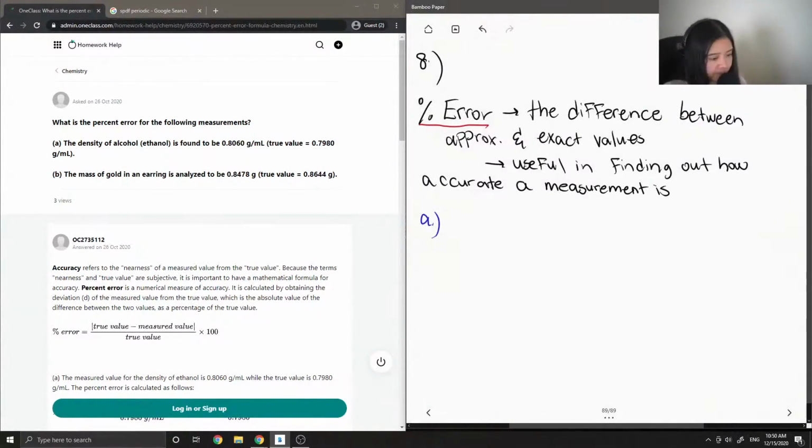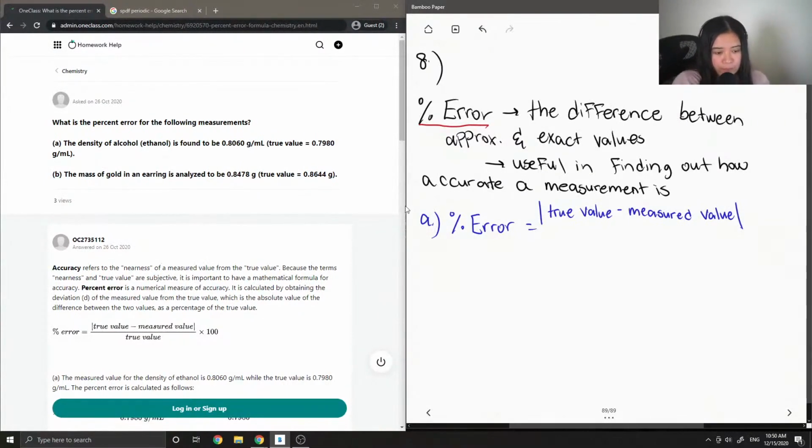Okay, so for part A, first I'll just write down the equation for percentage error. And this is the absolute value of the true value minus the measured value. So these bars, these lines, mean you're looking for the absolute value. So let's say when you have the true value minus the measured value, if it's a negative number, then we are only interested in the positive number. So that's what those two bars mean. Even if the number is negative, we will take the positive value of the number.